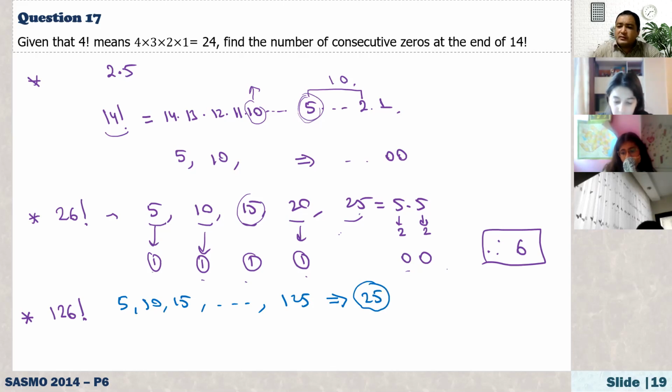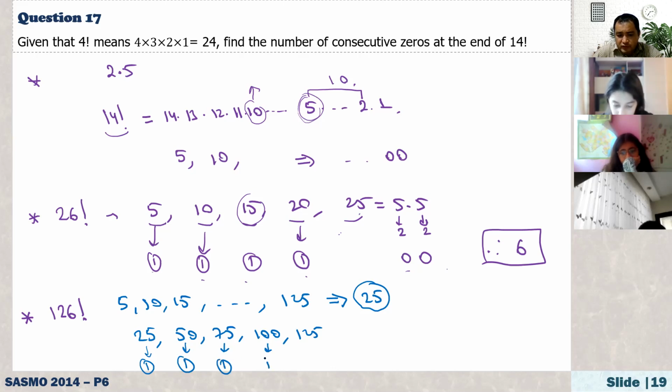Now I will separate the numbers which have two fives. Those numbers are multiples of 25, right? They are 25, 50, 75, 100. And here we have 125. In 25 we have two fives, so here we have one more extra one. In 2 times 25, we have one extra. And also in 25 times 3, one extra. And so also here we have two fives.